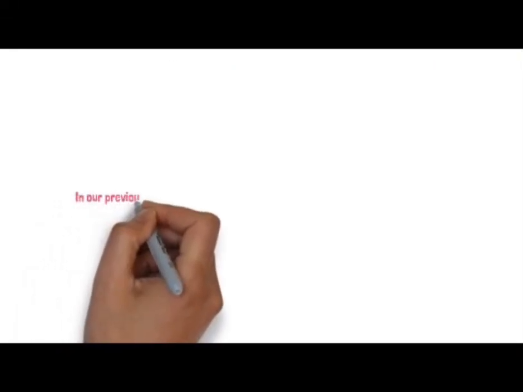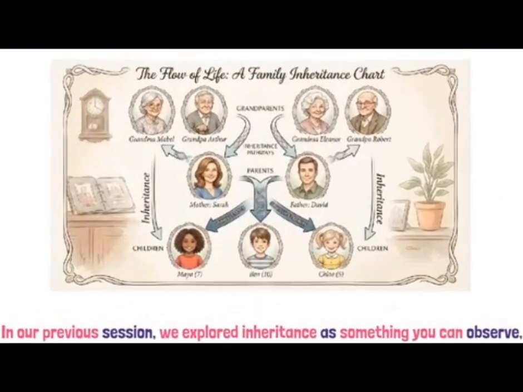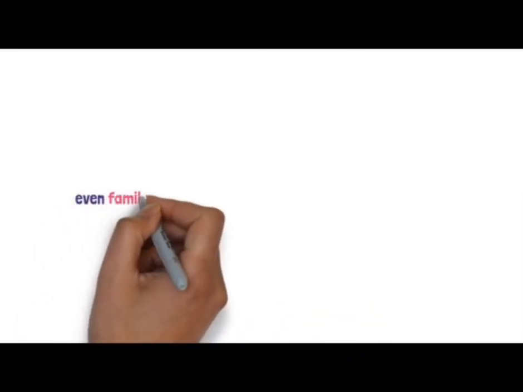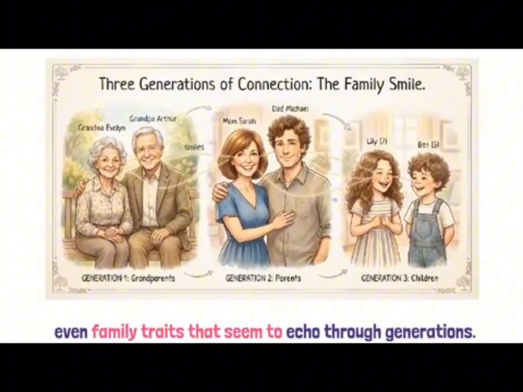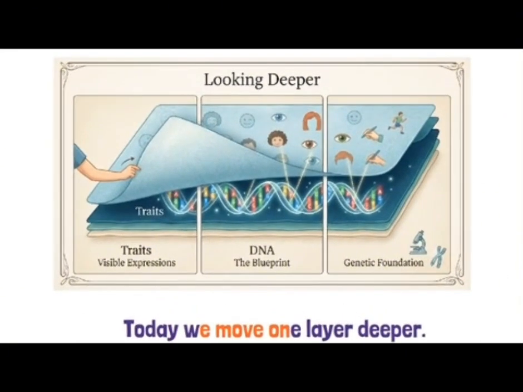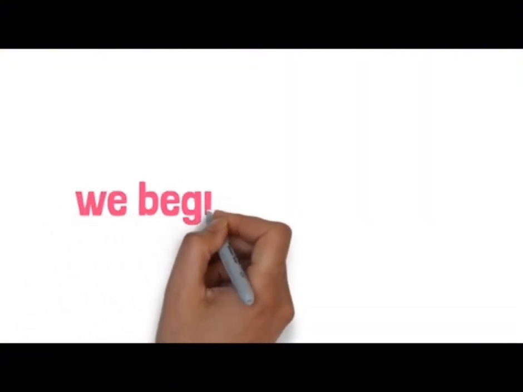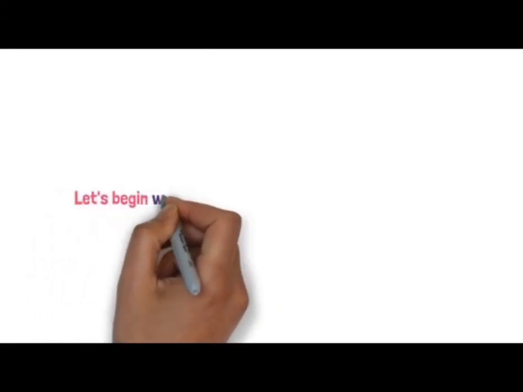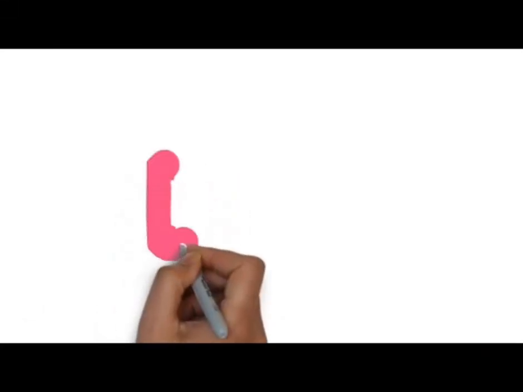In our previous session, we explored inheritance as something you can observe: height, eye color, skin tone, even family traits that seem to echo through generations. Today, we move one layer deeper. Instead of asking, what is inherited, we begin asking, how? Let's begin with the most important molecule in biology, DNA.